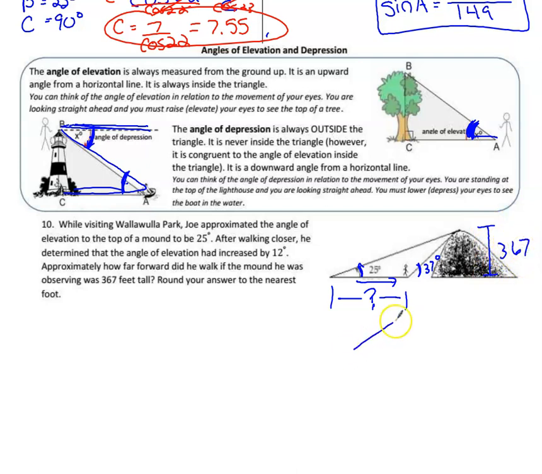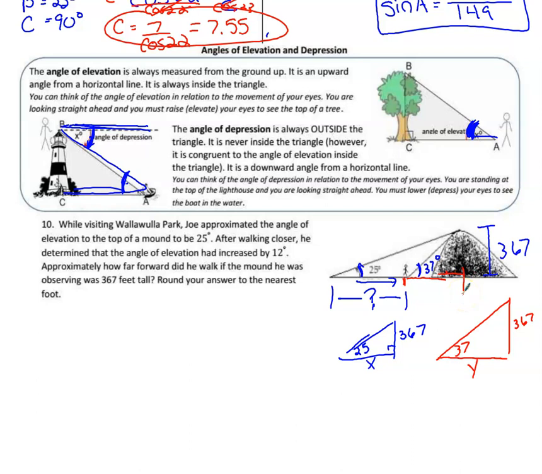So what I have is one triangle when he started, with an angle of elevation of 25, and the height was 367 for the mountain, and we need to find that length there. And we have a second triangle, drawn in a different color, so I'll go to red again. The second triangle has an angle of elevation of 37 degrees. This is still 367 feet tall. And now this is a different variable because this is only from here to the height of the mound.